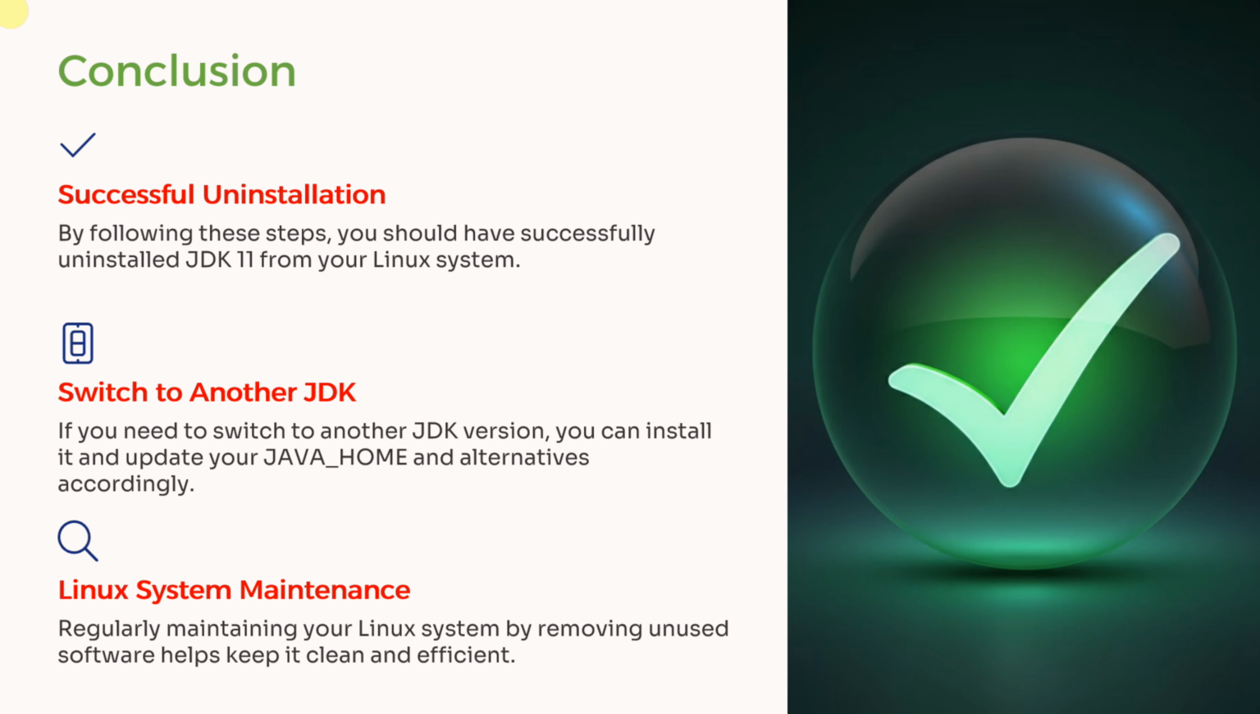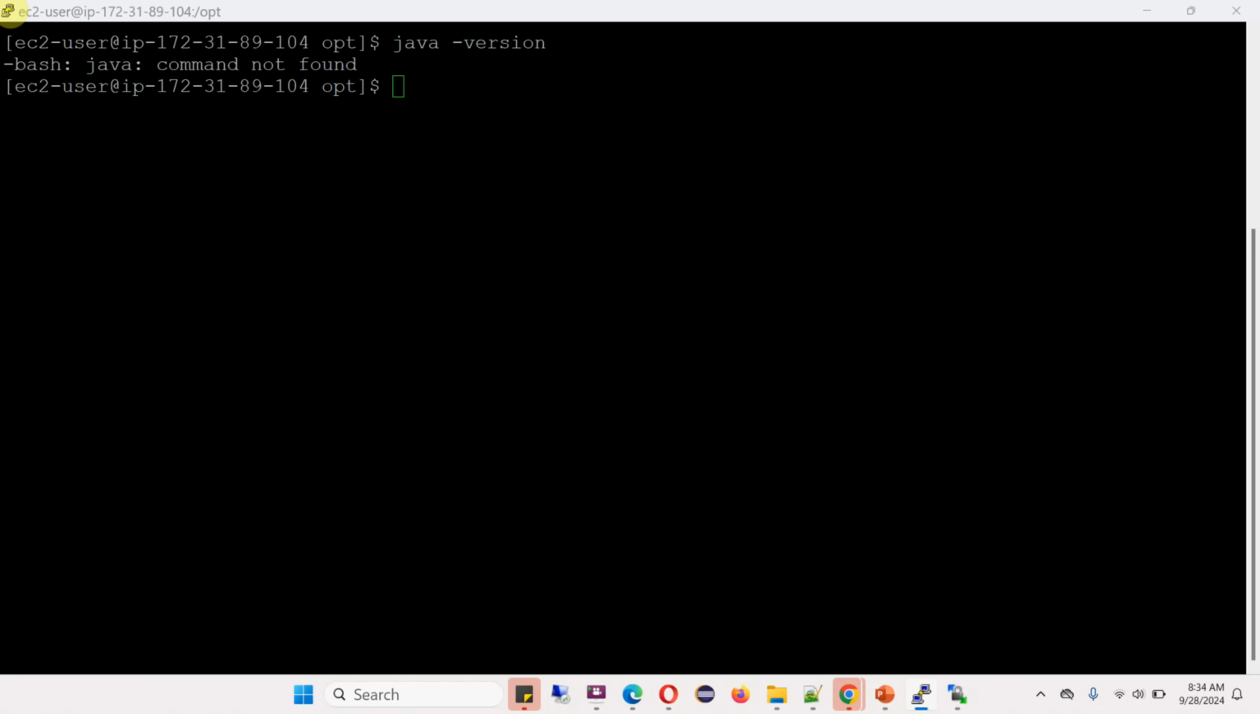The conclusion is, by following these steps, you should have successfully uninstalled JDK 11 from your Linux system. If you need to switch to another JDK version, you can install it and update your JAVA_HOME and alternatives accordingly. Regularly maintaining your Linux system by removing unused software helps keep it clean and efficient.